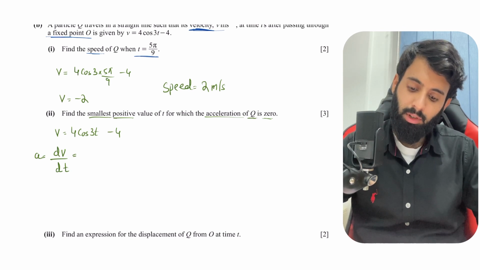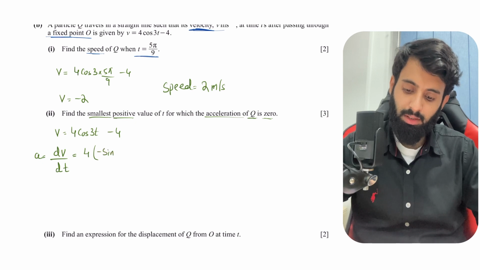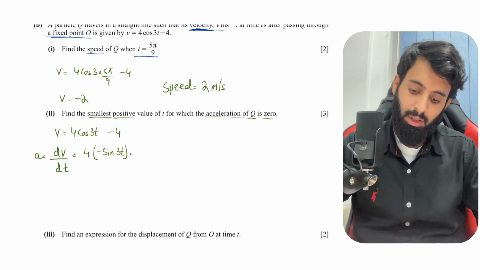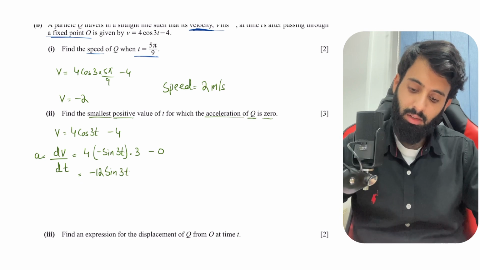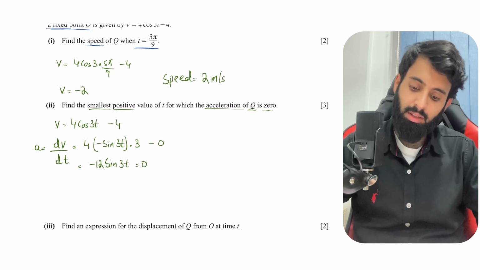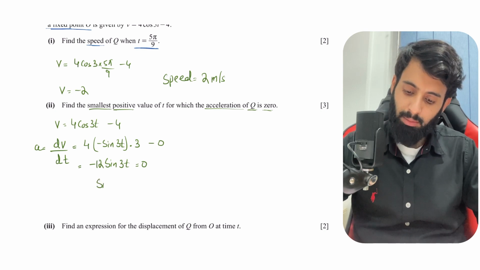Okay, so 4 cos 3t, if you differentiate that, that's going to be 4. Differential of cos is minus sine, so minus sine 3t, multiplied by the differential of the angle, which is 3, and the differential of 4 is 0. So now we have minus 12 sine 3t. And we're going to set this equal to 0. Why? Because we want acceleration to be equal to 0. That means we're looking at sine 3t equals 0.